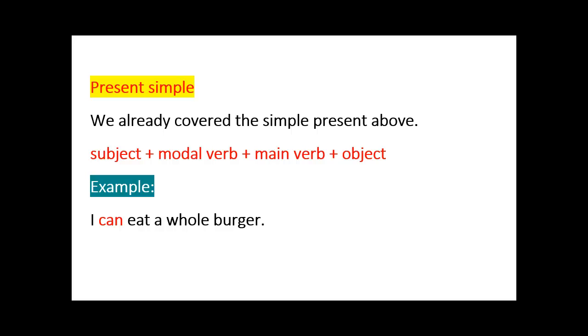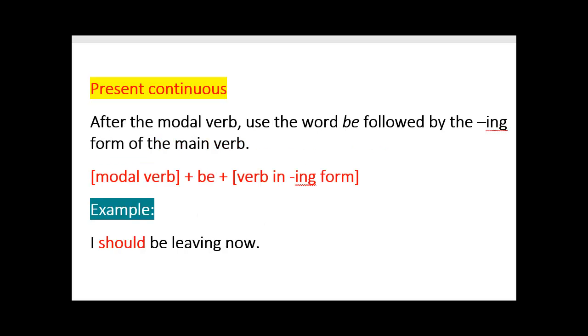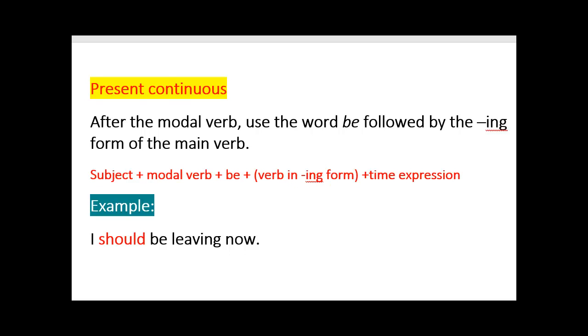burger, that's the object. For present continuous, we use verb to be, like I should be leaving now, okay? Should, a modal verb; subject is I, and then modal verb should, and then be, verb to be, and then leaving, okay? That's the verb plus ing, and now is a time expression. Can you see it now? Subject plus modal verb plus verb to be in the base form plus verb plus ing plus time expression.